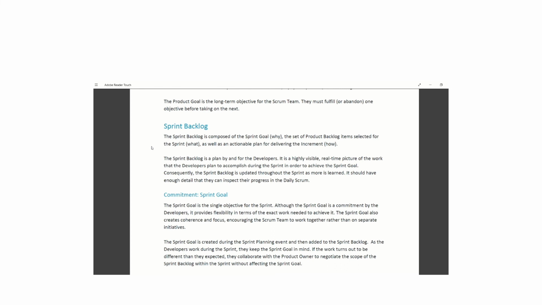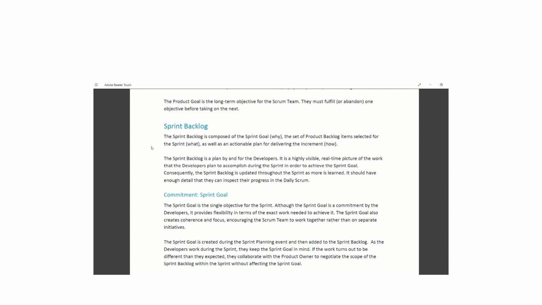It is a highly visible, real-time picture of the work that the developers plan to accomplish during the sprint in order to achieve the sprint goal. Consequently, the sprint backlog is updated throughout the sprint as more is learned. It should have enough detail that they can inspect their progress in the daily scrum.